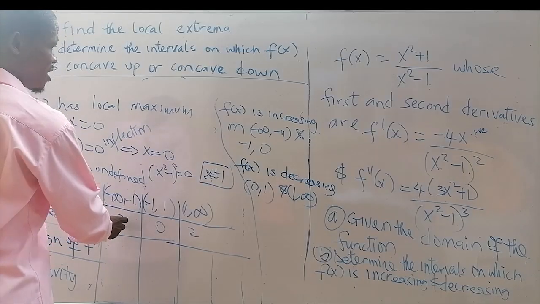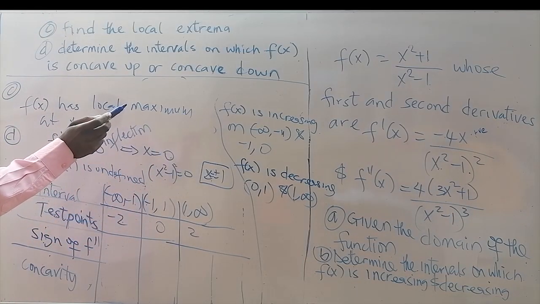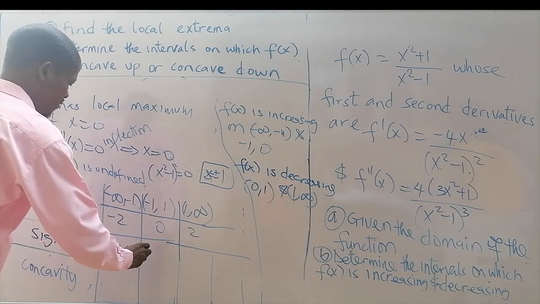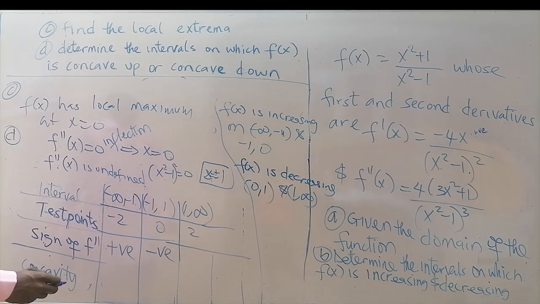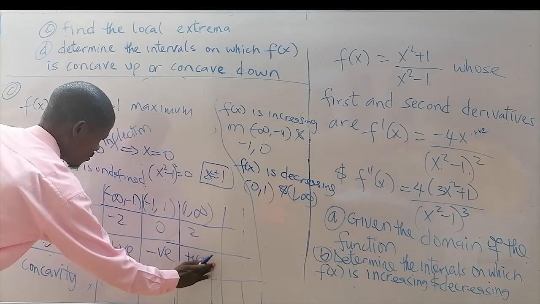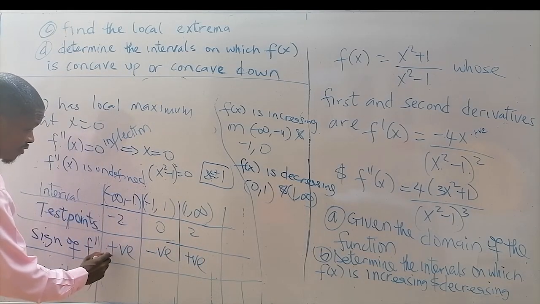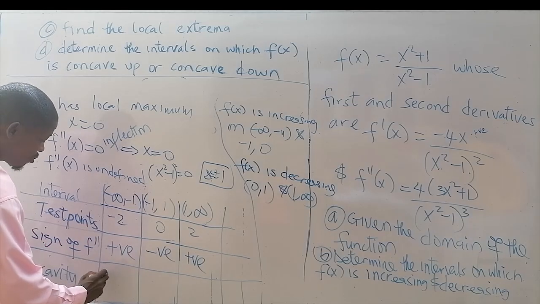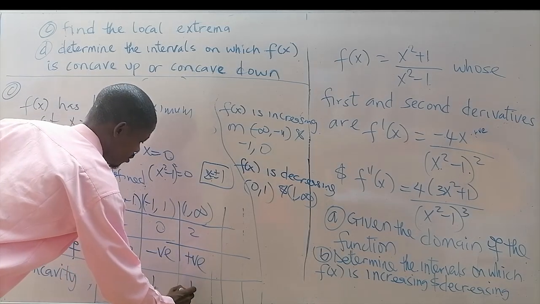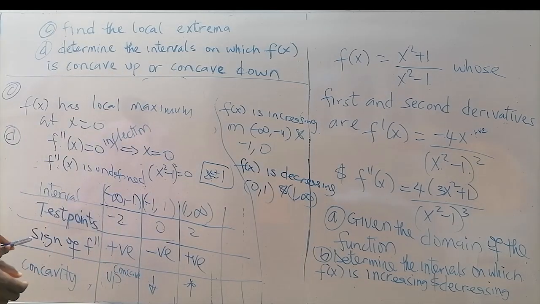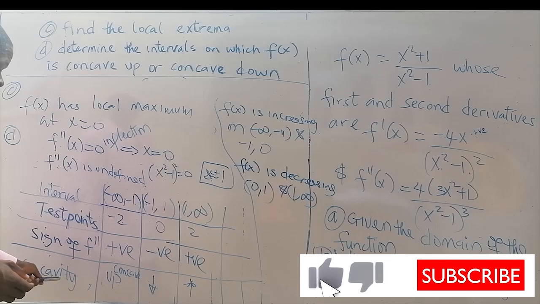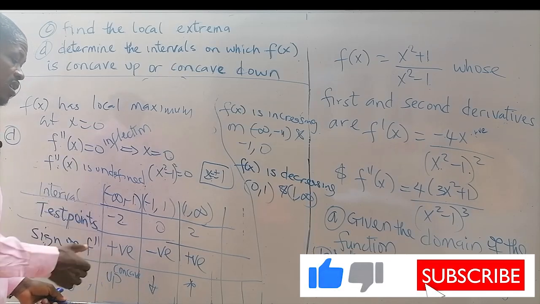So if you put minus 2 in the second differential, it's going to give you positive here. It's going to give you negative here. For 2, it's going to give you positive. So in that case, since it's positive, it's going to be concave up. This one is negative, that's concave down. When your second differential sign is positive, it's going to be concave up. When it's negative, it's going to be concave down.